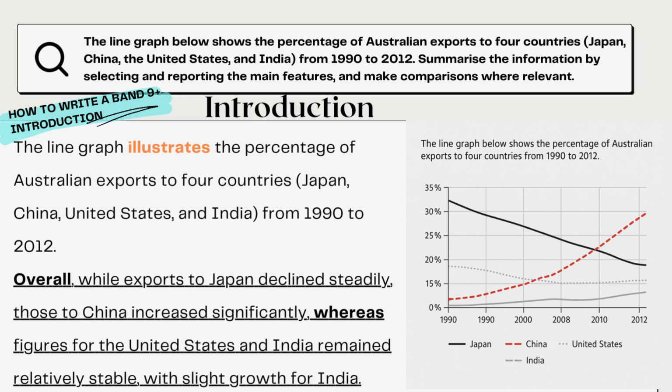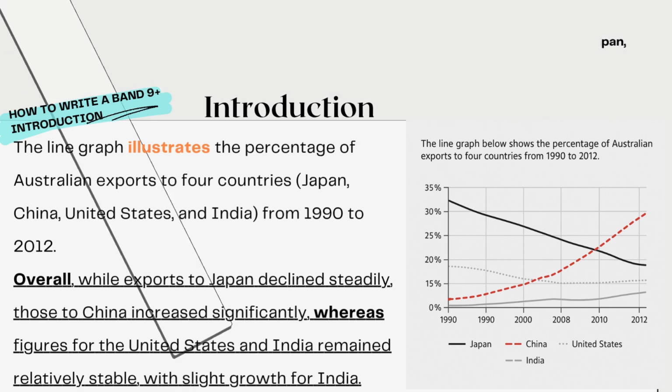Now, see, you people will say why the lines are underlined. So, here I have underlined it for you guys, how you people need to read it carefully. That I have written Japan declined steadily, those to China increased significantly. See how I have used the variety of words. Whereas, now here is the connector. Figures for the US and India remained relatively stable with slight growth for India. See how I have chosen the words, and this is the overview.